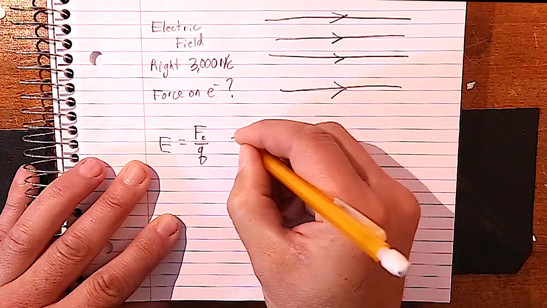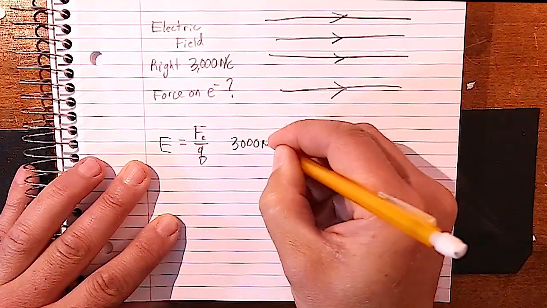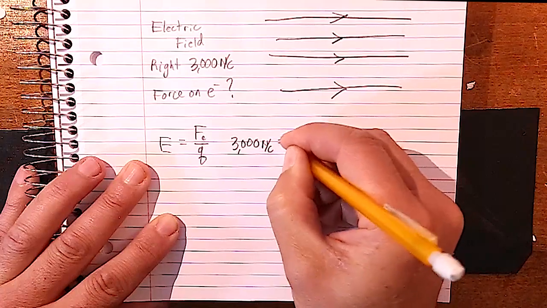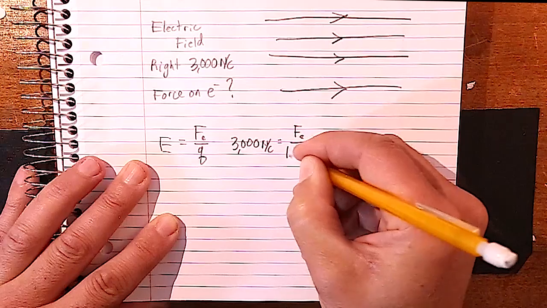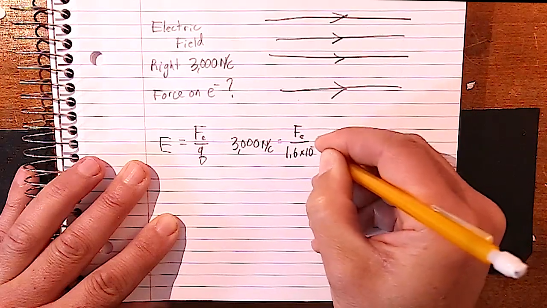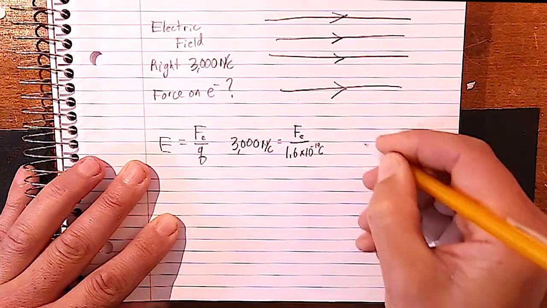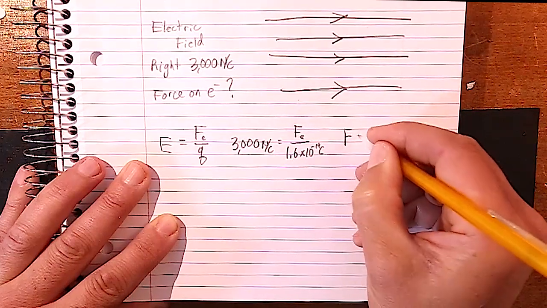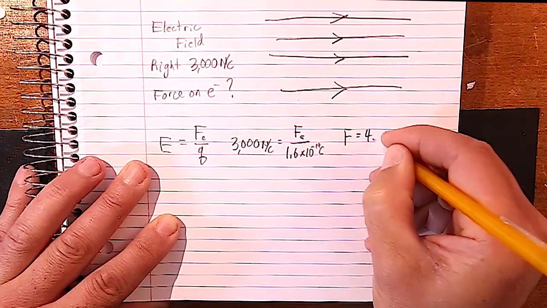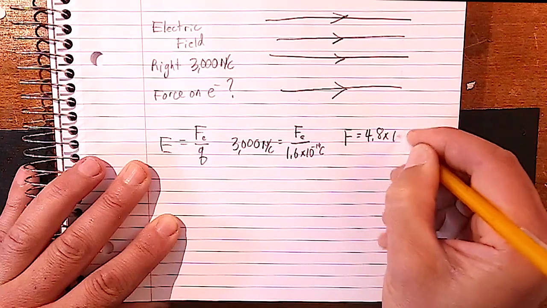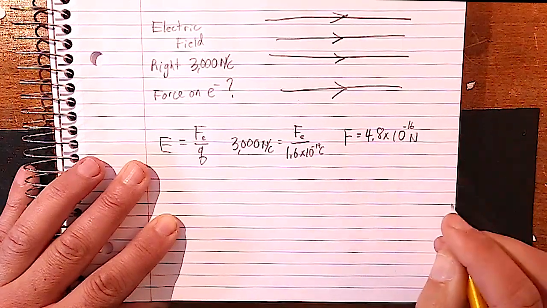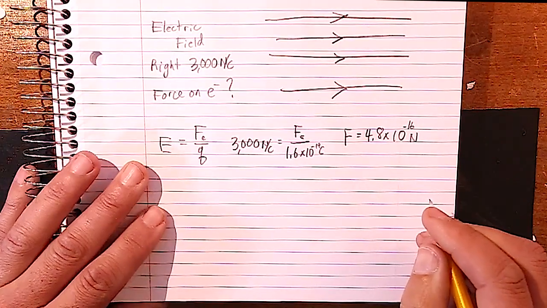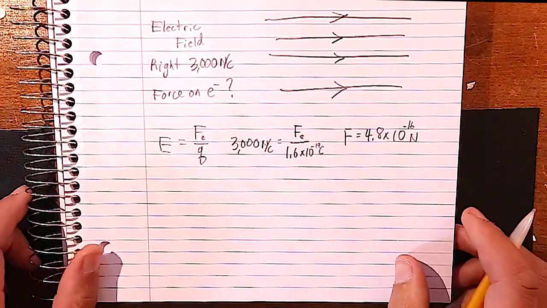And we throw our numbers in. 3,000 newtons per coulomb. And because it's an electron, we know the charge on it. That's 1.6 times 10 to the minus 19th coulombs. And we end up getting a force, if you do the math on that, 4.8 times 10 to the minus 16th. It's force, so it's measured in newtons, but it's a vector, so we have to define the direction.